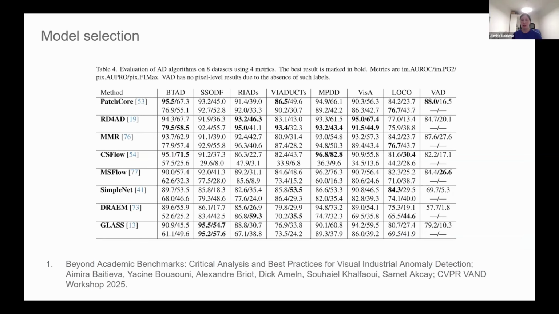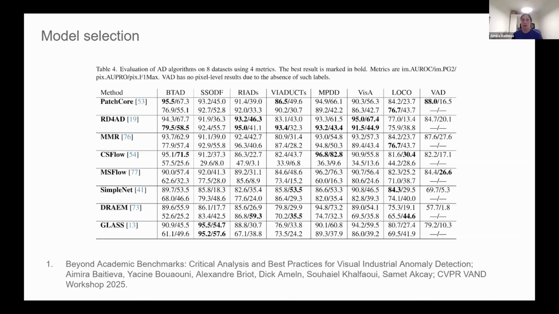How to select a model? Well, as our evaluation experiment showed, taking the best recent state-of-the-art model can be a really poor choice. It appears that in the end you need to select between PatchCore, RD4AD, and maybe MMR, GLASS, or CS-Flow.